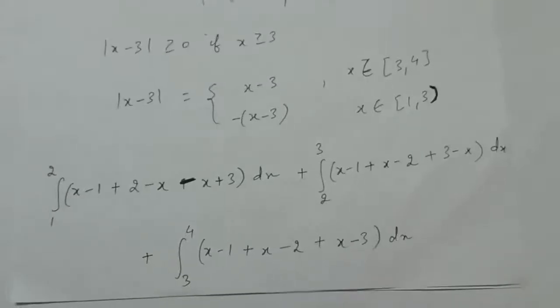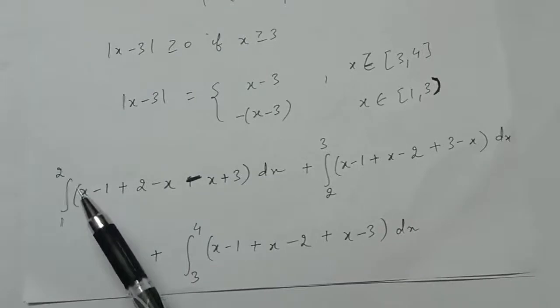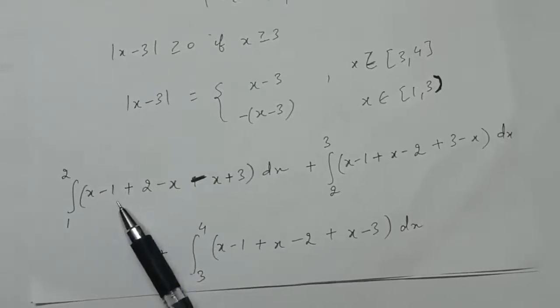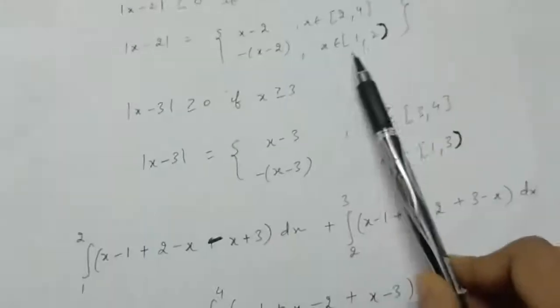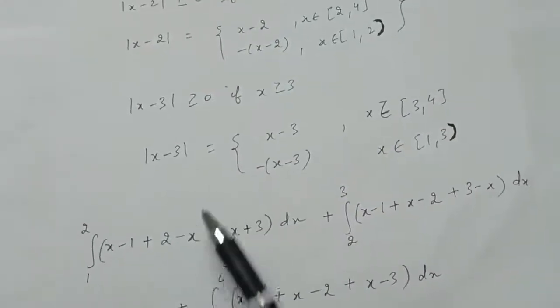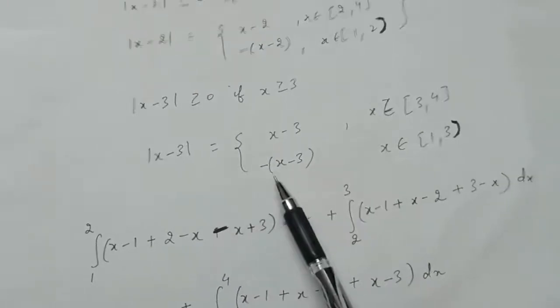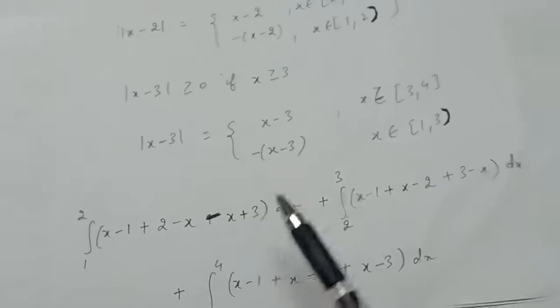So the given integral can be written as, from the limits 1 to 2, x minus 1 is positive in this limit. Modulus of x minus 2 is negative in this limit from 1 to 2, so it will be 2 minus x, and this is also negative in the interval 1 to 2, so it will be minus x plus 3, right?